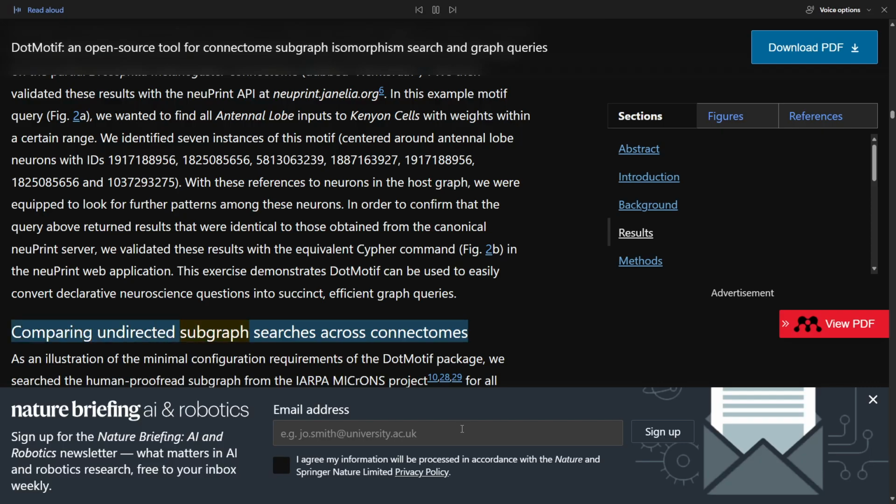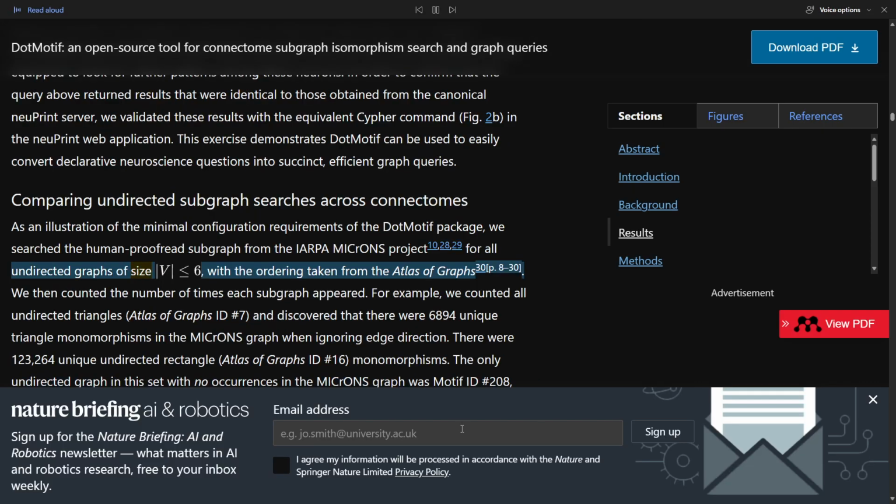Comparing undirected subgraph searches across connectomes. As an illustration of the minimal configuration requirements of the DotMotif package, we searched the human proofread subgraph from the IARPA MICrONS Project for all undirected graphs of size up to 6, with the ordering taken from the Atlas of Graphs, pages 8 to 30. We then counted the number of times each subgraph appeared.